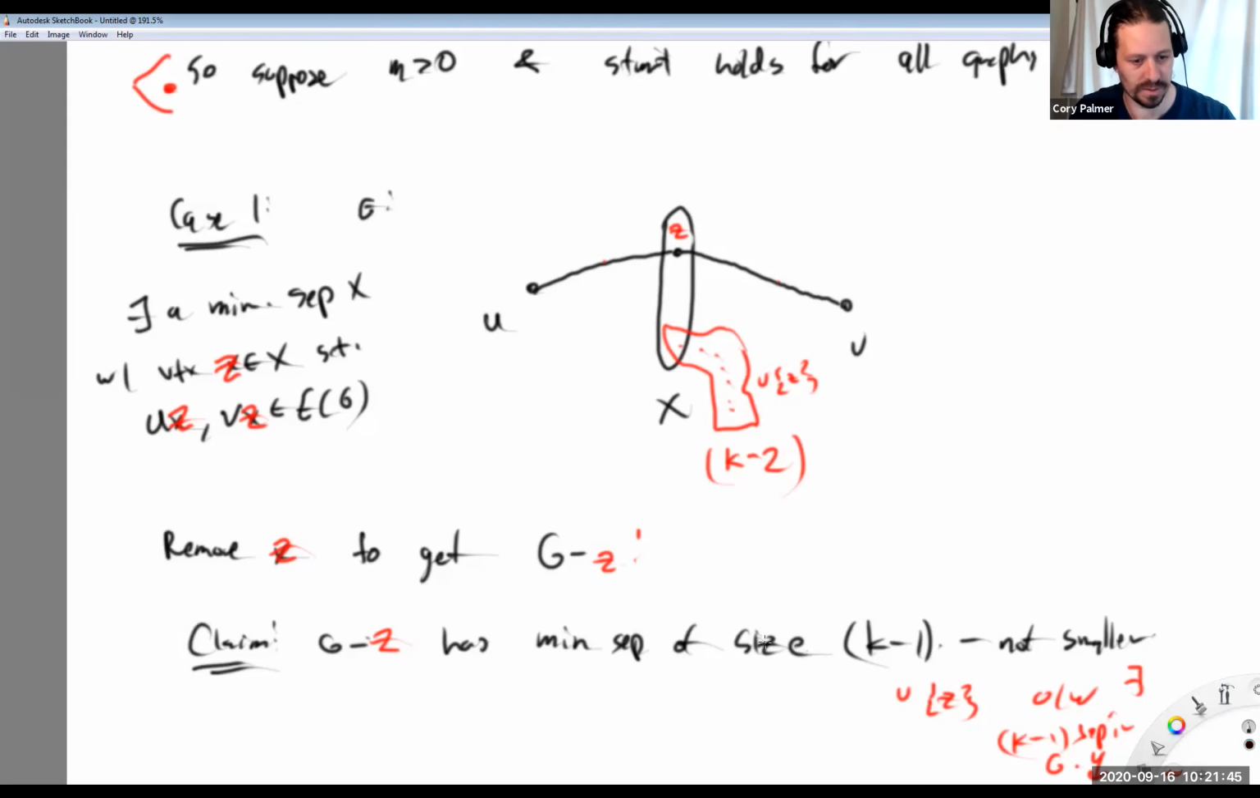So it has a minimum separator of size at least K minus 1, but I think you'll see that it's actually exactly K minus 1 here. In fact, it's important that it's exactly K minus 1. Let's check here. It's not smaller or bigger. If the minimum separator in G minus Z was of size K, if it was bigger, then the minimum separator in G, just ordinary G, would be K plus 1. Because after removing these K vertices, it wouldn't be enough to remove this guy.